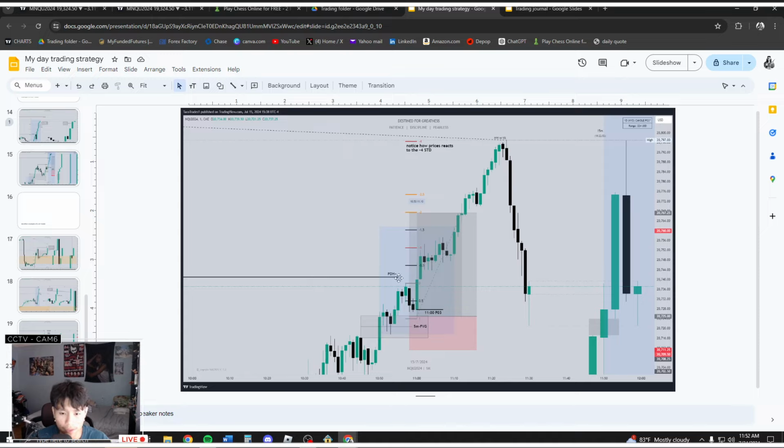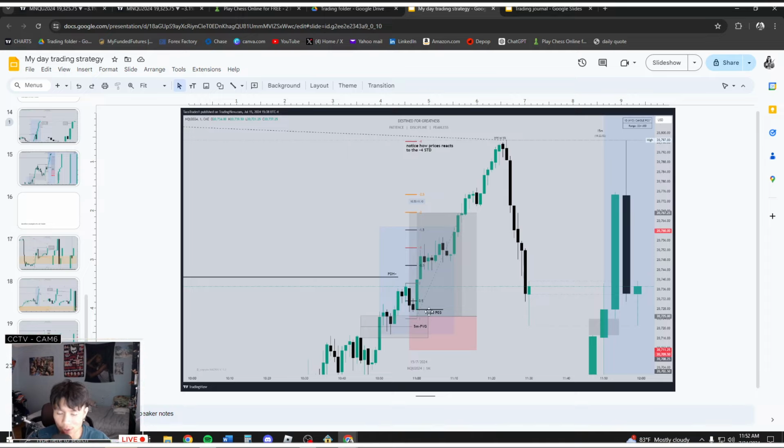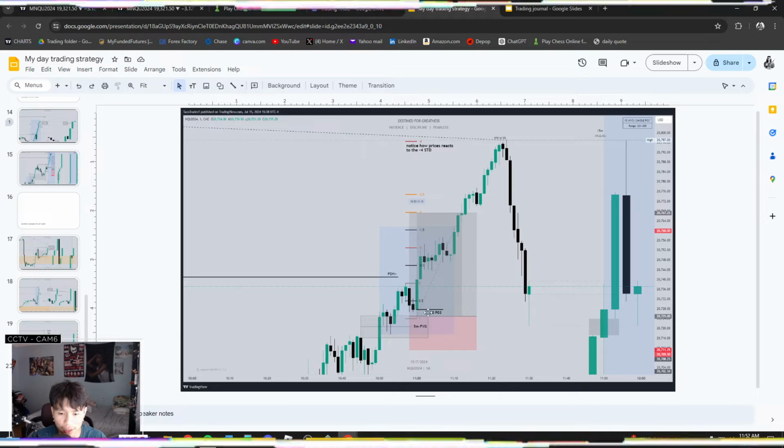We take out the previous day high. That 15-minute high is essentially the 15-minute, 30-minute, and 1-hour high, and we take out the previous day high as well. So it was an in and out trade, real quick. I take off about half of my position at the previous day high.